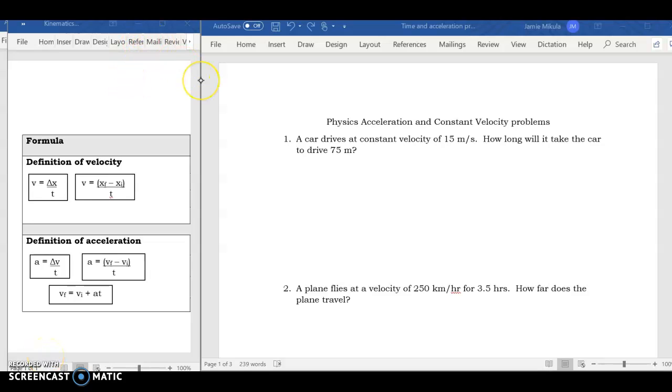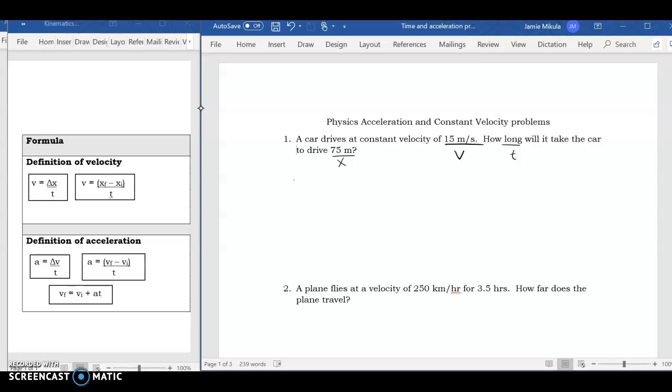Okay, we're going to look at the acceleration and constant velocity problems that Coach Pfaff uploaded. So I'm going to work through each one of these if you feel like you need help here. Number one says a car drives at a constant velocity of 15 meters per second. So that's my velocity. How long will it take the car to drive 75 meters? That's a position, and I want to know the time.